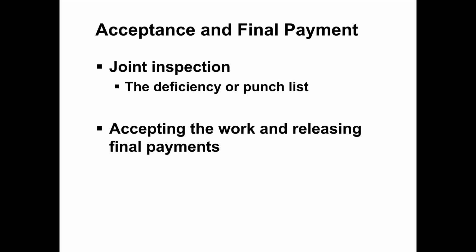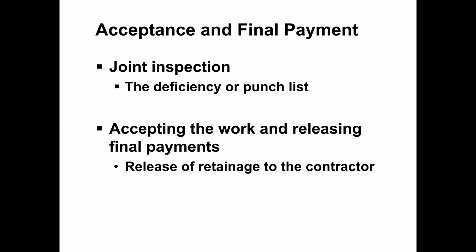Once they accept, they will be ready to pay the final payment, and with the final payment, all the retainage that has been deducted during the contract period will also be released. Release of retainage to the contractor: if there is no defective work, no damage, no repair work, then the retainage that has been deducted, 10% from each progress payment, will be released to the contractor when the contractor has done the work identified in the deficiency list or punch list.